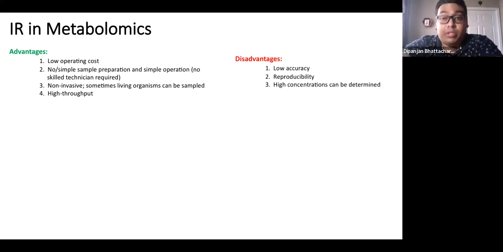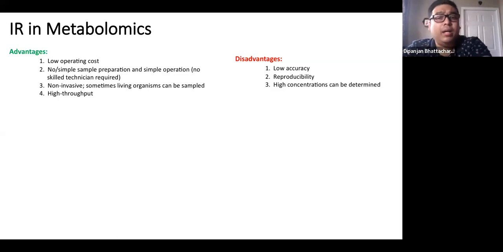But there are disadvantages to this technique. The most common ones reported in the literature are low accuracy and reproducibility. I also noticed that most of the metabolites that they have measured are of high concentrations. Obviously, when you are determining low concentrations, there will be more interferences.